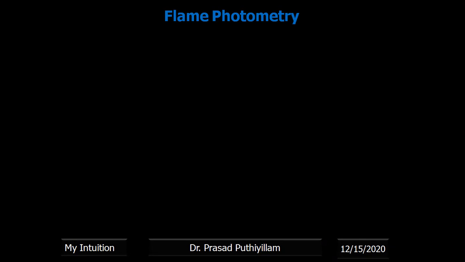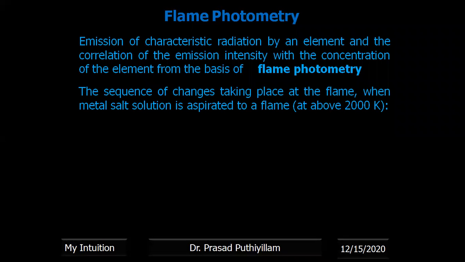Certain metals like alkali and alkaline earth metals, if you introduce them into a flame, that flame test people already know. They will emit the corresponding wavelength of light in the presence of the flame. The flame temperature should be above 2000 Kelvin. The characteristic radiation by an element is directly proportional to the emission intensity, and that is the principle behind flame photometry.